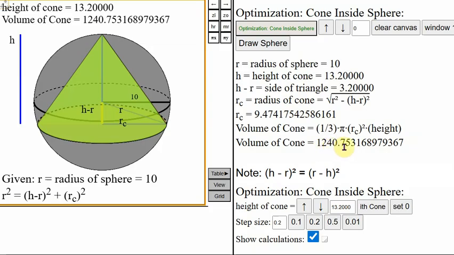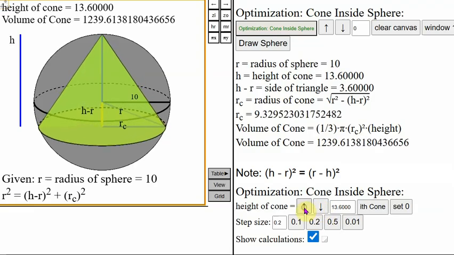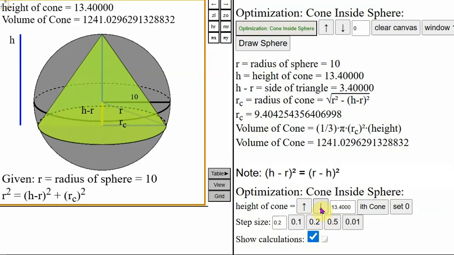Once again, the objective of this video is to find a cone with the maximum volume. As we saw earlier, the maximum looks like it's going to be when the height is about 13.4. And so now let's go find the exact solution, or the exact height and the exact radius of the cone that will give us the maximum volume.